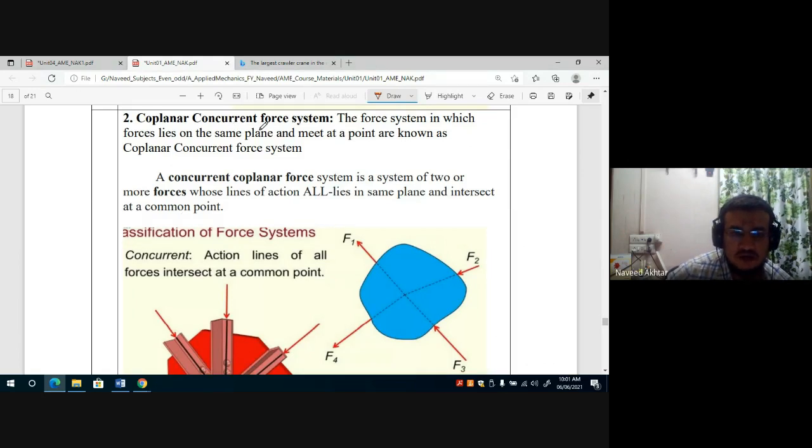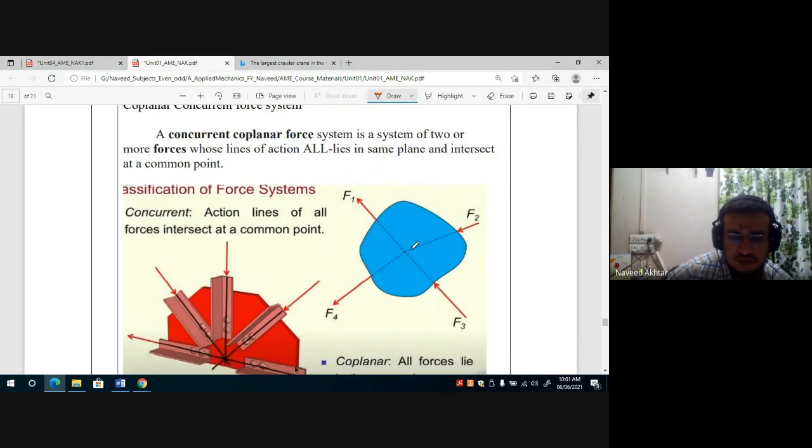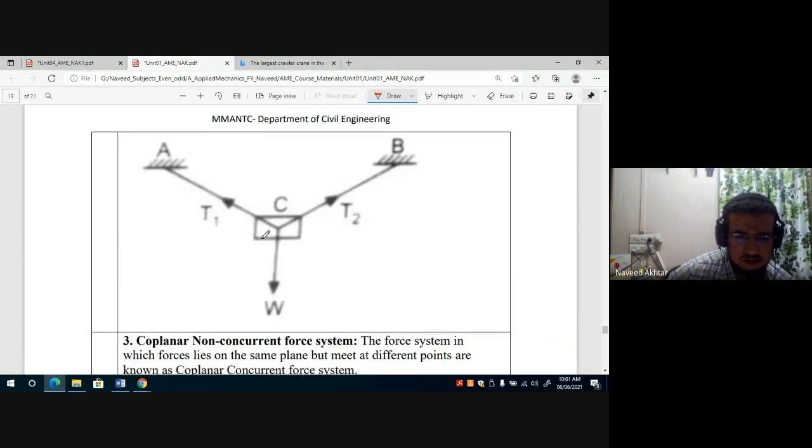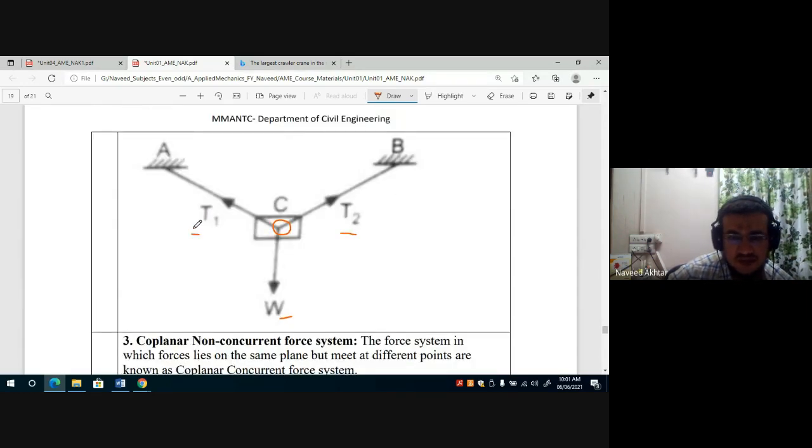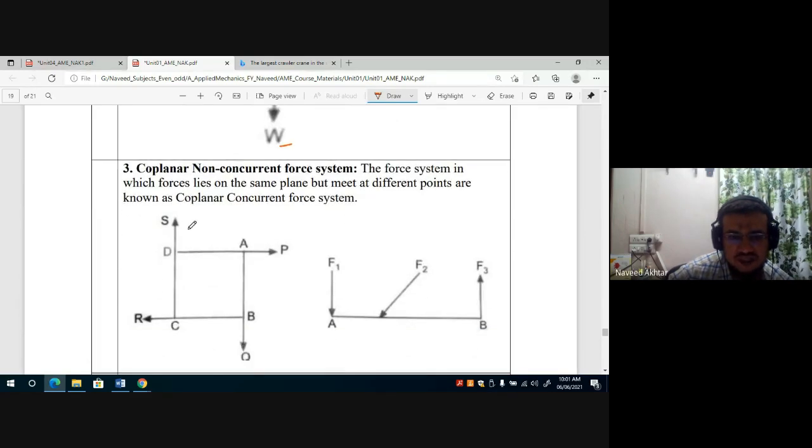Then the coplanar concurrent force system. If the forces are meeting at a single point, this is called a concurrent force system. Here also you can see the forces are meeting at a single point. Three forces are there: tension T1, tension T2, and the weight W. They are meeting at one point, so that is a concurrent force system. If this is in one plane, then it is a coplanar concurrent force system.